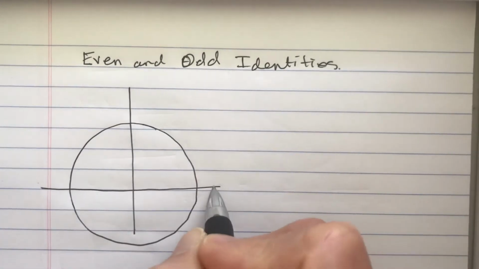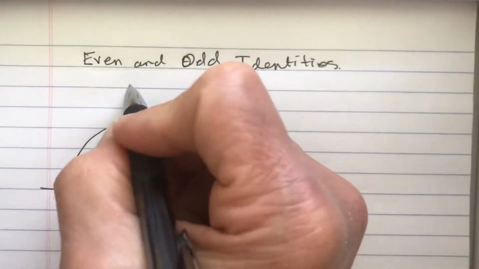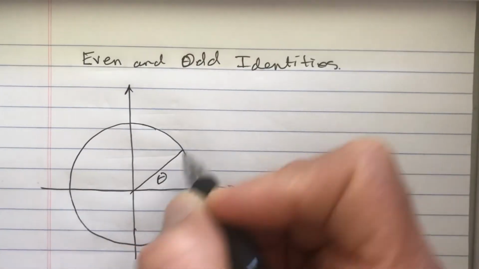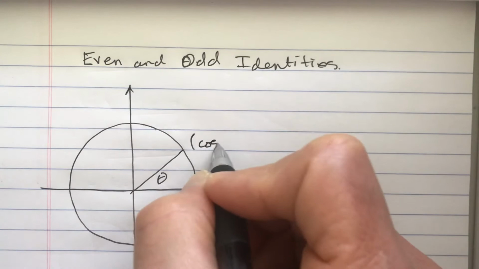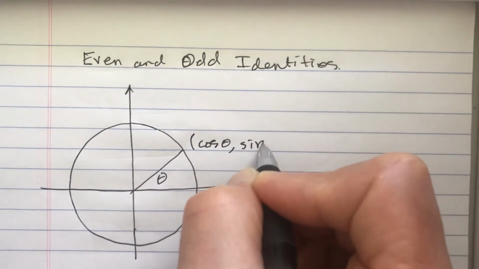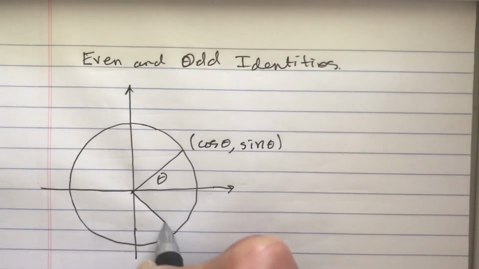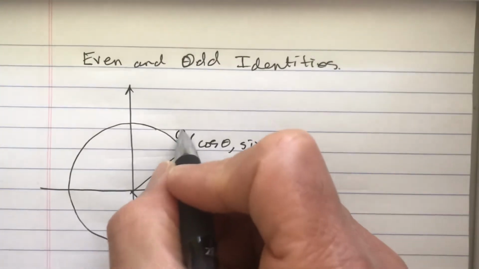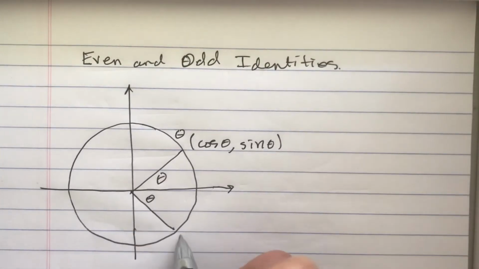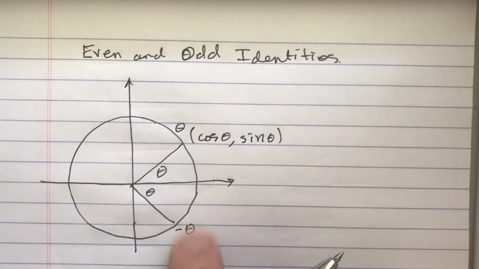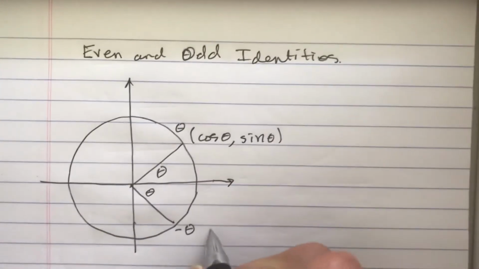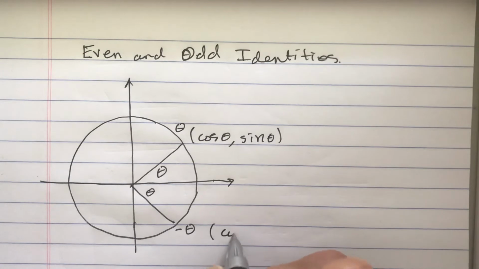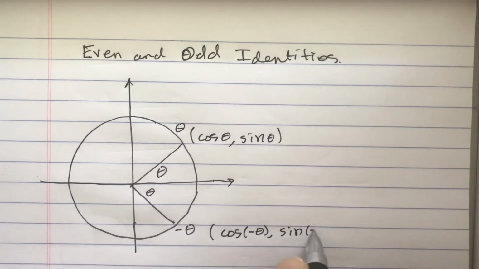If I look at the unit circle and an angle theta, the x-coordinate's cosine theta and the y-coordinate's sine theta. Now, this is theta up here. I'll have the same reference angle theta, but since I'm going clockwise for this, I'll say it's negative theta. So this gives cosine negative theta here and sine negative theta at that point.